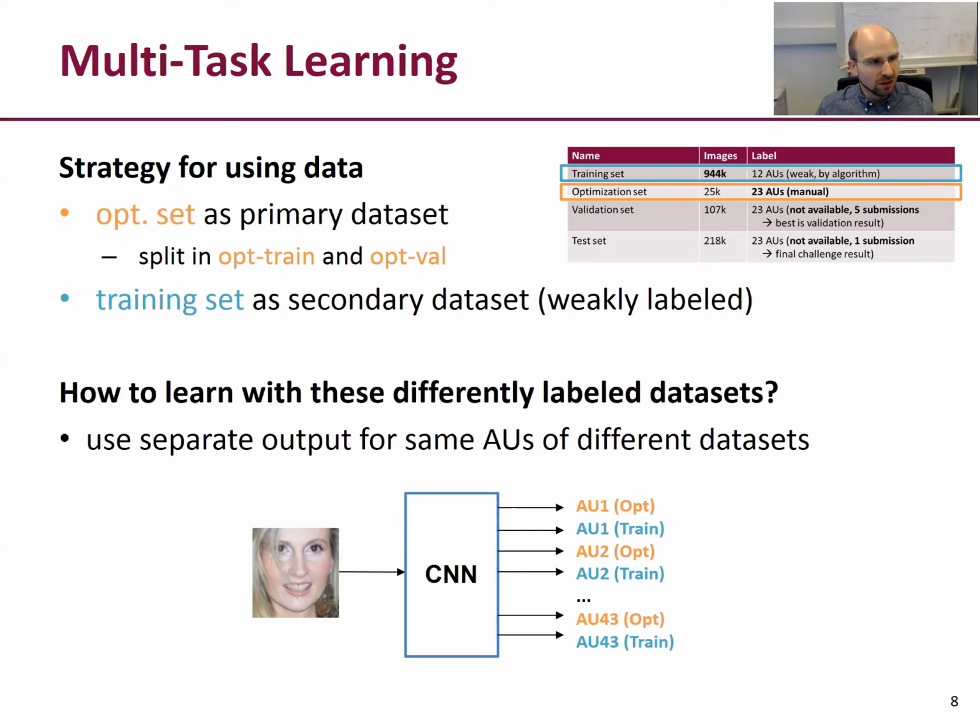Now the question is how to learn with these differently labeled data sets, and our answer is that we use separate outputs for the same action units of different data sets. For example, action unit 1 has two outputs, one for the optimization set and one for the training set. For the test cases, we always use the opt output, but in general, we can benefit from the weakly labeled, much bigger training set due to this multi-task learning concept.